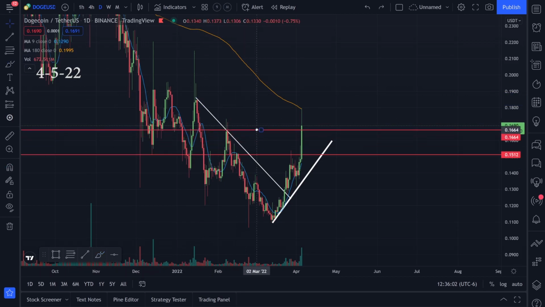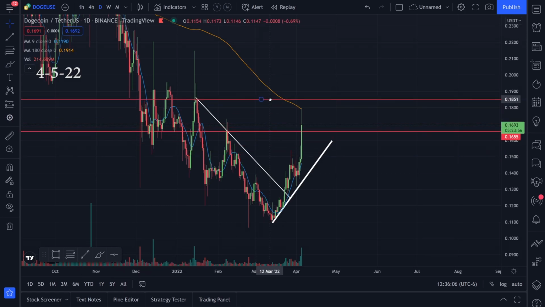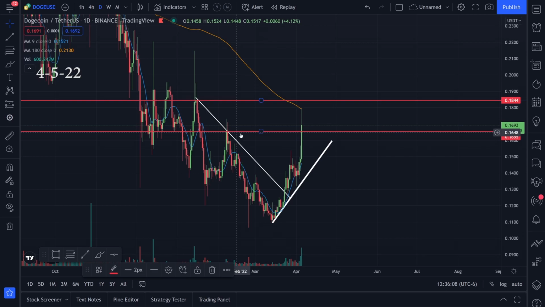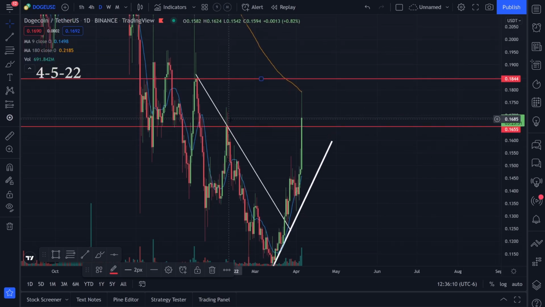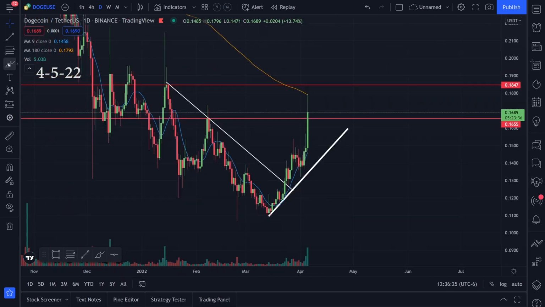Let's go ahead and just drag these red lines up here since we already broke the ones from the lower levels. And I'd been looking at this first target sitting at around 0.165 approximately, maybe a little bit higher than that, maybe, yeah, 0.165. And then the second one was sitting at around 0.184. So we pretty much came up, hit the first target, and it looks like we almost hit that second one.